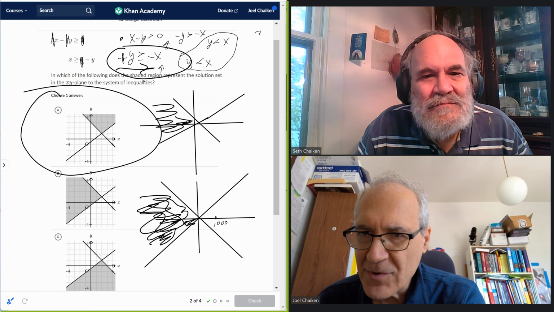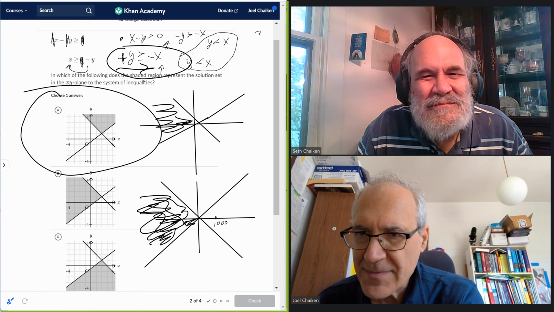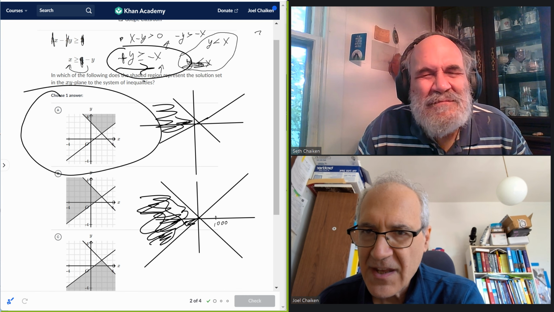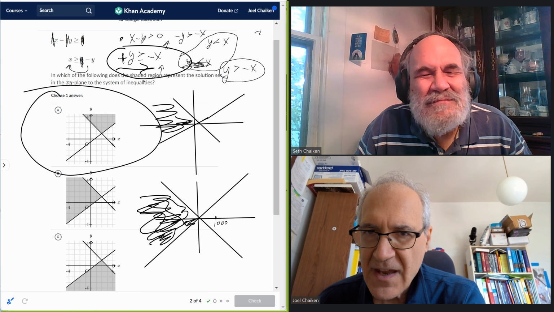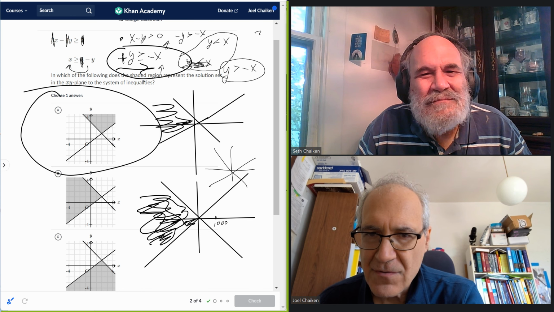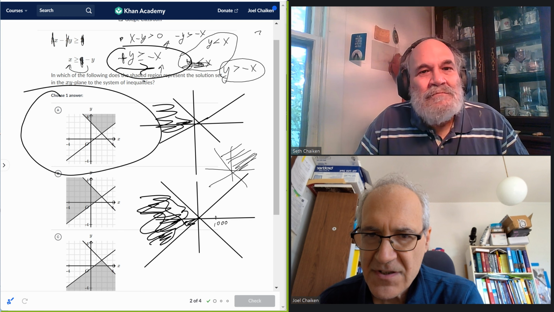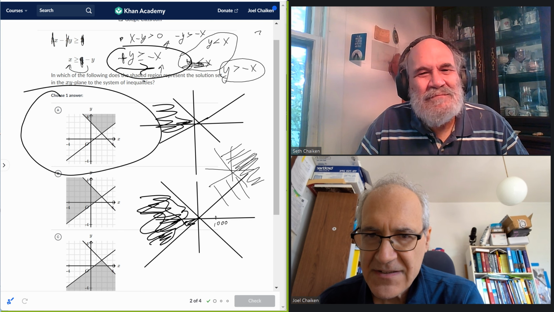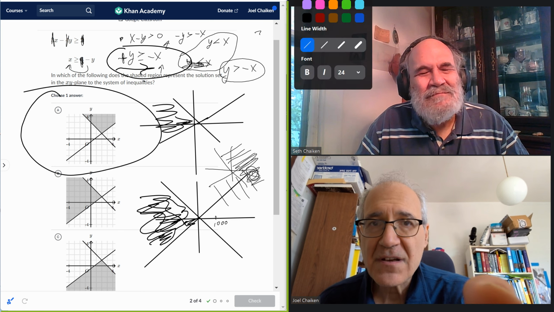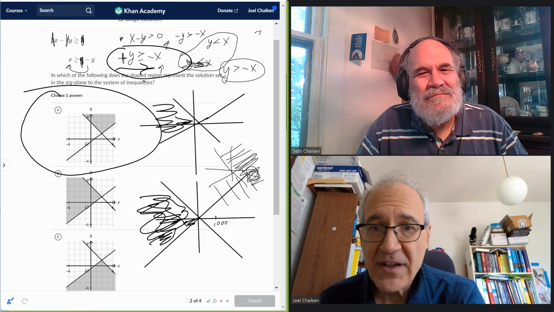Oh, I gotta move this to positive y. Positive y is greater than negative x. Yeah, y is greater than negative x, and y is less than x. So y is greater than negative x, which is this one, and y is less than x is this one, so this is the answer. Yeah, that's a really good way of doing it.